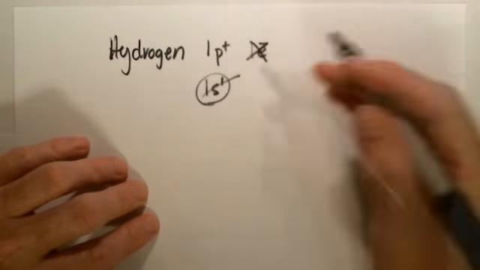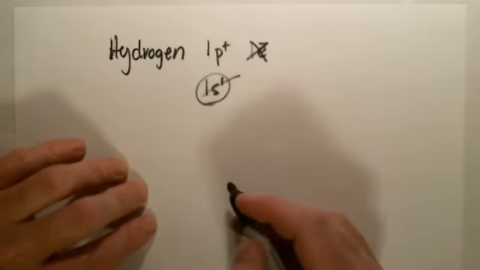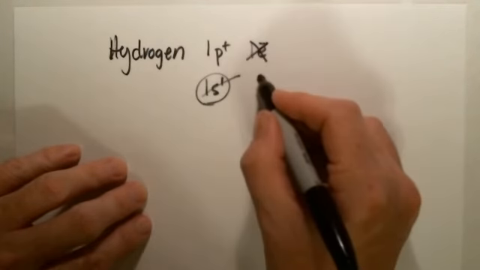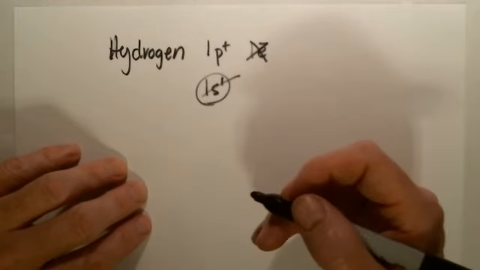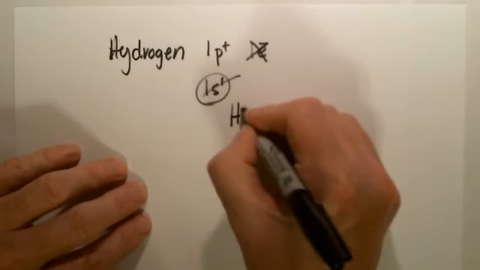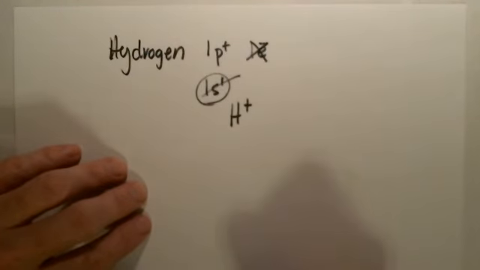So this 1 electron disappears, that leaves 1 proton. This time we have 1 more positive charge than negative charges. So hydrogen will carry a +1 charge.